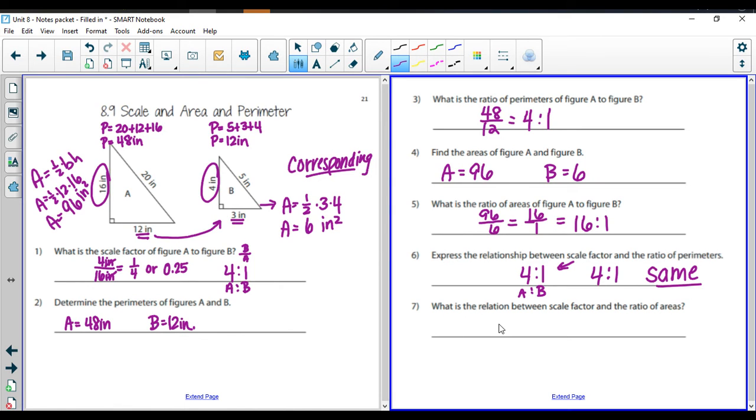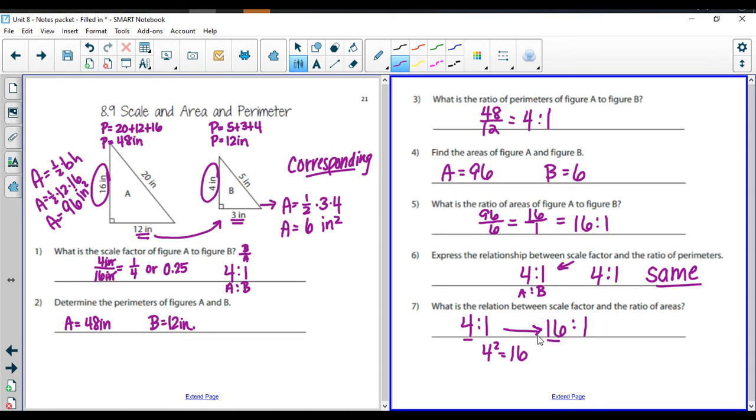So in part 7, what's the relationship between scale factor and the ratio of the areas? So our scale factor was 4:1, and the ratio of our areas is 16:1. So what I want you to realize is really this relationship between 4 and 16. If you take 4 and you square it, you end up getting 16.